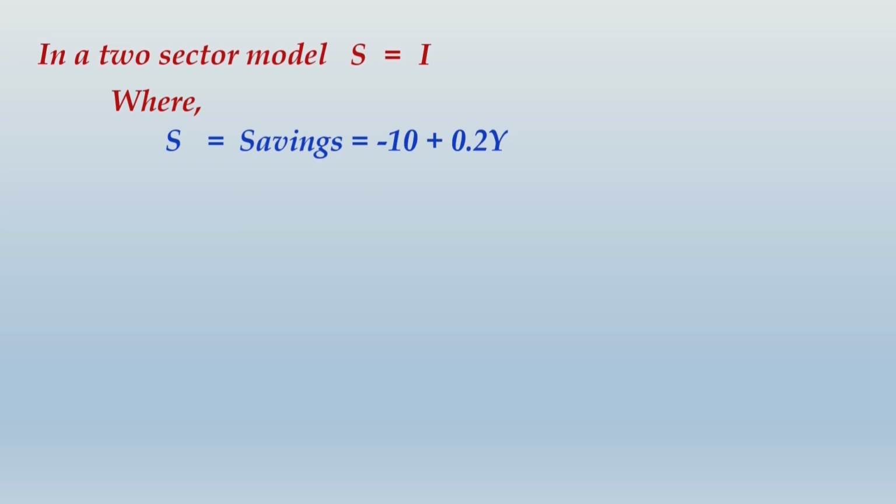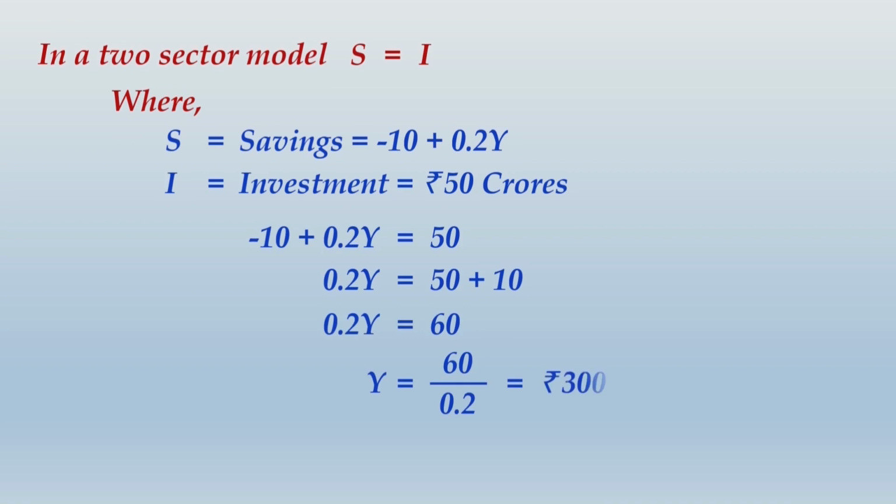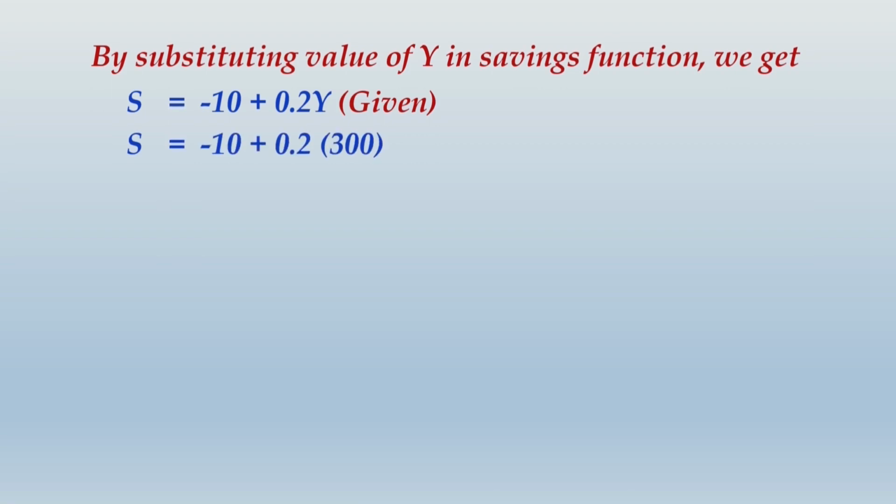So S, that is savings, is given as this function and investment is given as 50 crores. When you apply the calculations, you will get the value of Y through this equation, and the value of Y comes to exactly 300 crores. Let us move ahead and write the later part of the solution. By substituting the value of Y in the savings function, S equals minus 10 plus 0.2Y. It was given already in the question. Substituting the value of Y as 300, we get S equals 50.